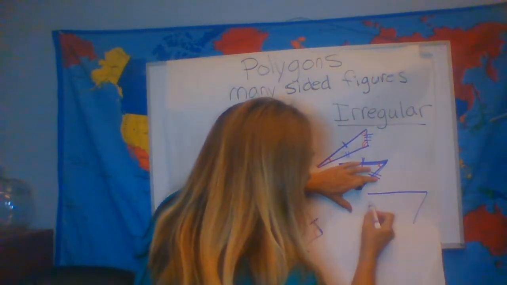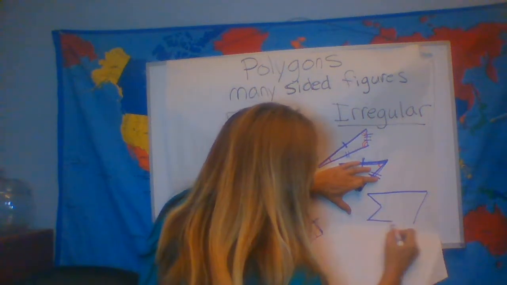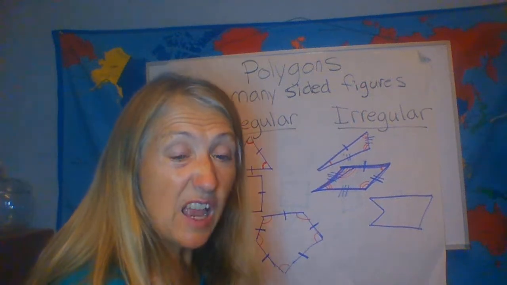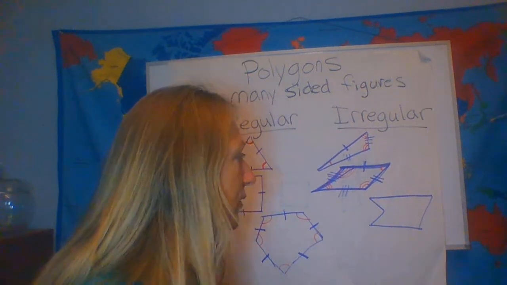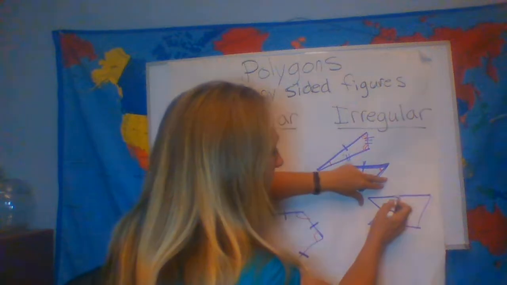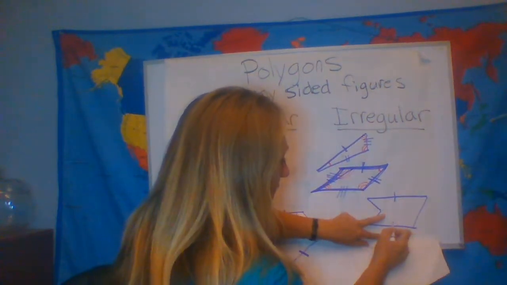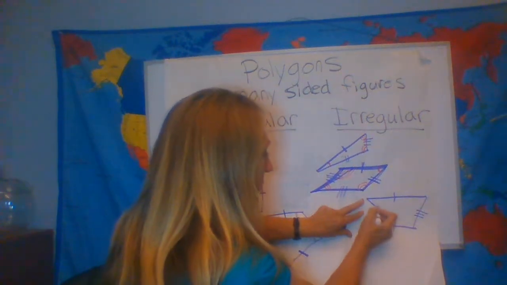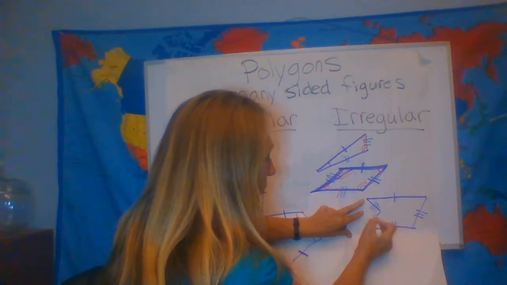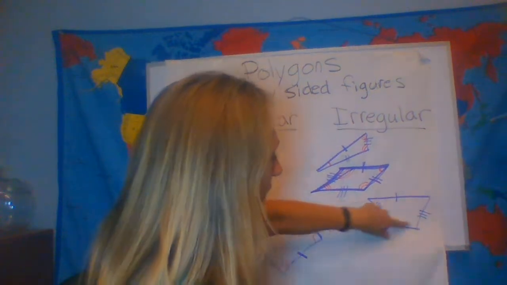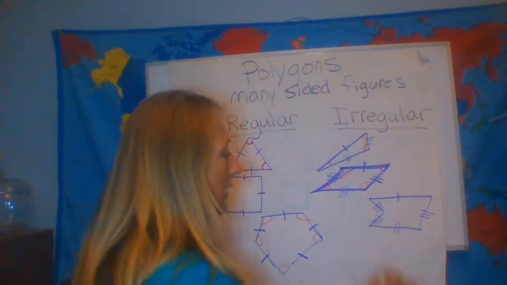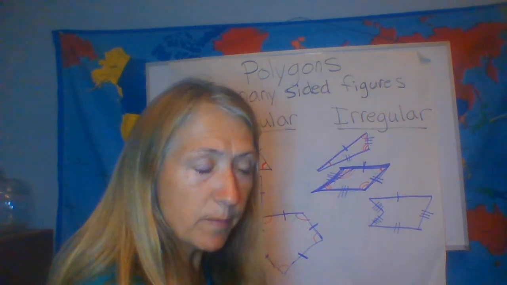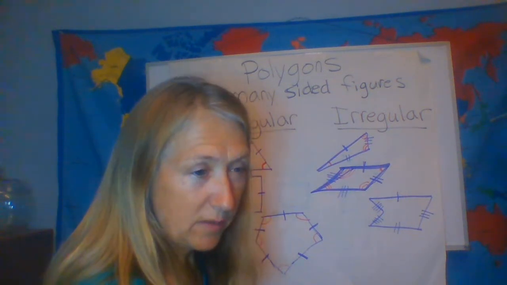1, 2, 3, 4, 5. There's my pentagon. They're different sizes of lines, different lengths. This one is different from that one, is different from that one. I think these are the same, so I'm going to mark them the same. 4. So I have 4 different measurements. But it's okay because they're not all the same. An irregular shape, at least one has to be different.